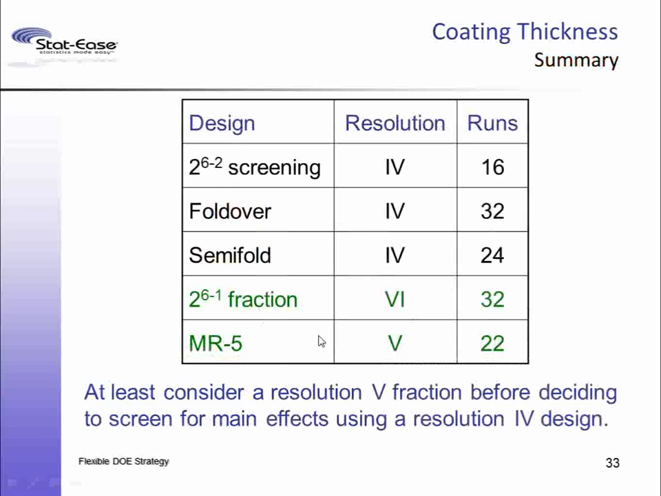So for that 22 runs, we could have estimated all our main effects and all the two-factor interactions. Even with the semi-fold option, we were at 24 runs. We did not have all the two-factor interactions yet. So if you plan ahead and just run a little bit higher resolution design to begin with, you might be surprised at what you can get.